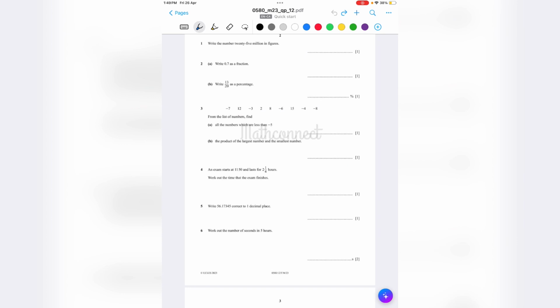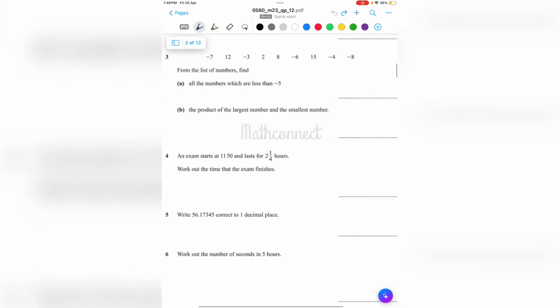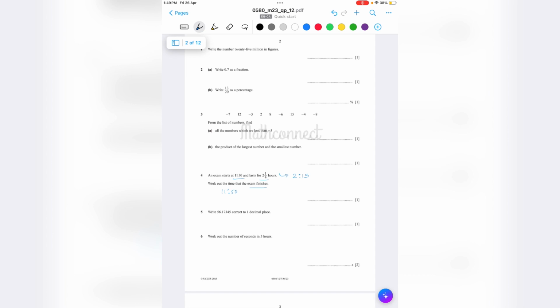So let's continue with question number 4. Question number 4 states that an exam starts at 11:50 and it lasts for 2 1/4 hours. Work out the time that the exam finishes. So we need to find what time the exam will finish. The exam starts at 11:50 and the duration of the exam is 2 1/4, which is 2 hours and 15 minutes. So let's enter this into the calculator.